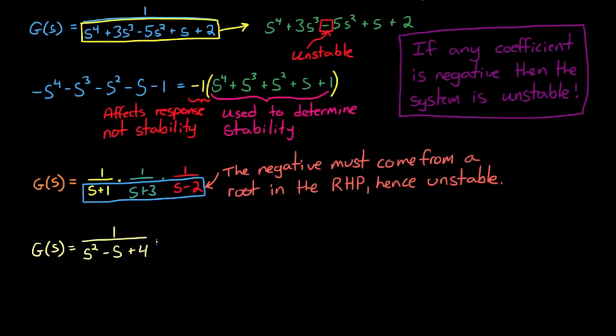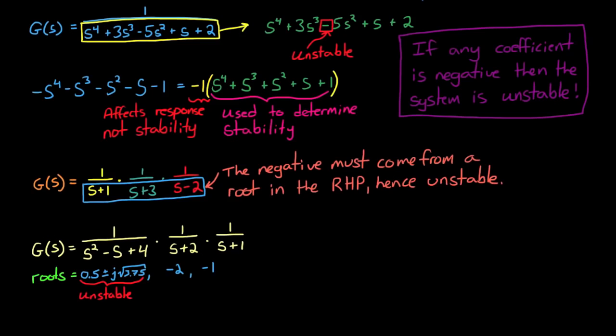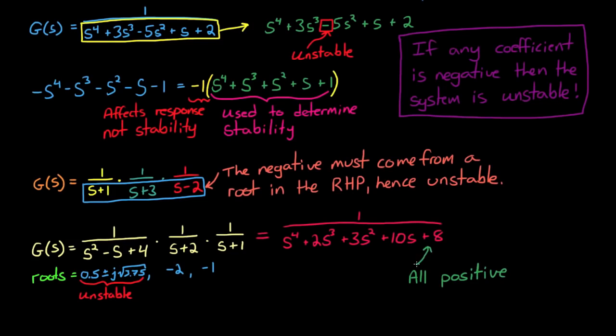However, you can have all positive coefficients and still have either a stable or unstable system. Let's demonstrate with this transfer function. The first part has roots at 1/2 plus or minus j times the square root of 3.75. The second has a root at -2, and the third a root at -1. This system is clearly unstable since there are two roots in the right half plane. You can see this from the positive 1/2. However, when we multiply all of these out, we get one polynomial with all positive coefficients. So this just goes to show that you can have an unstable system with all positive coefficients.